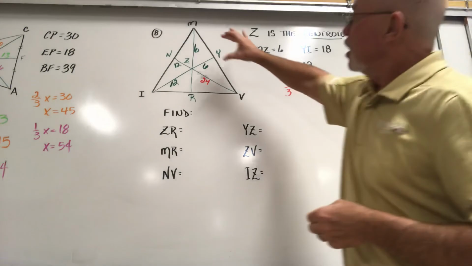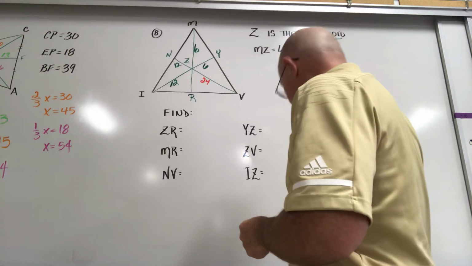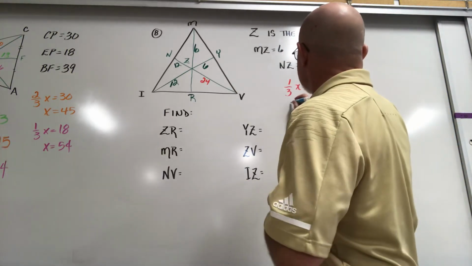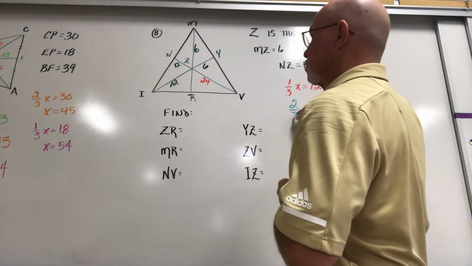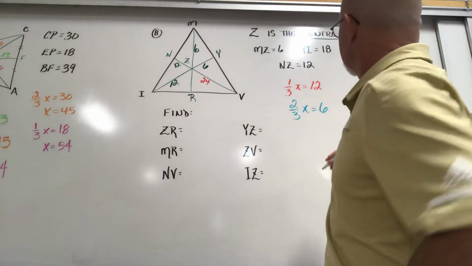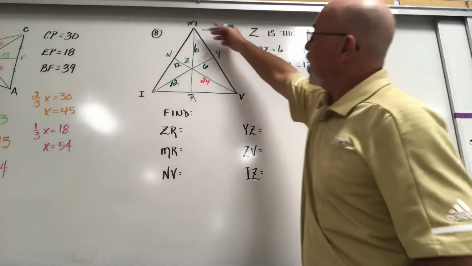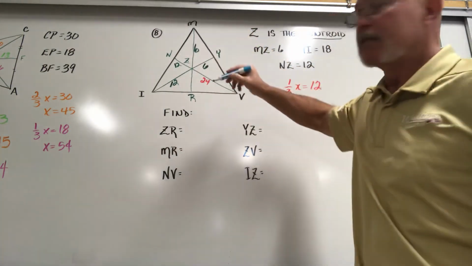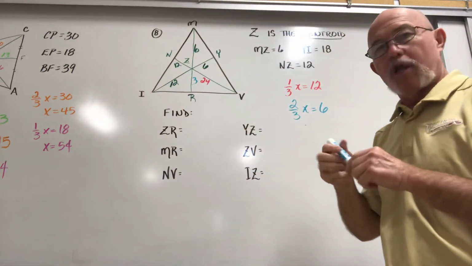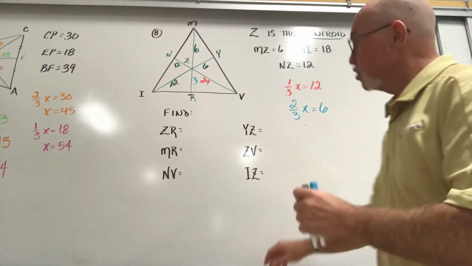And we've already got an easy one going here. 6 is 2/3 of the entire length. So that means the whole thing is 9. 9 minus 6 is 3. There are all of my segments. That's how we're going to solve this.